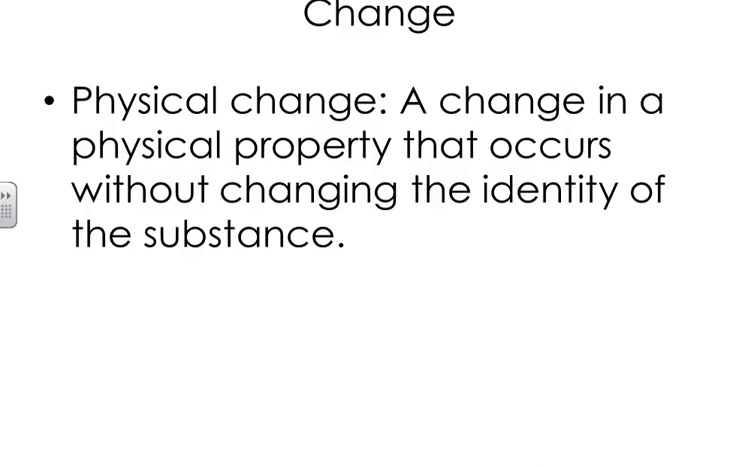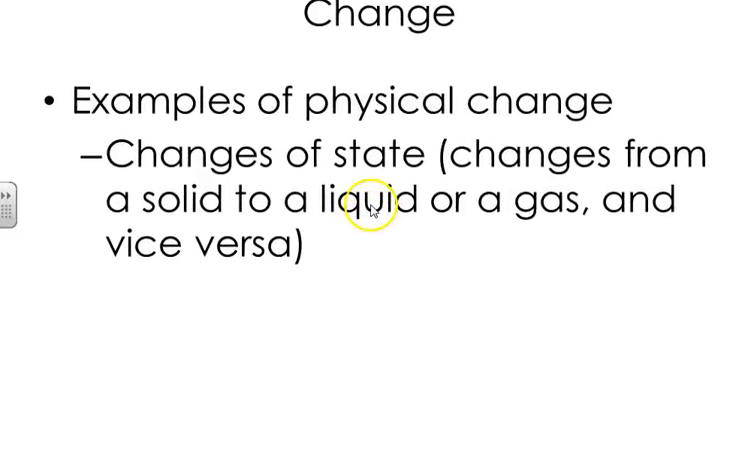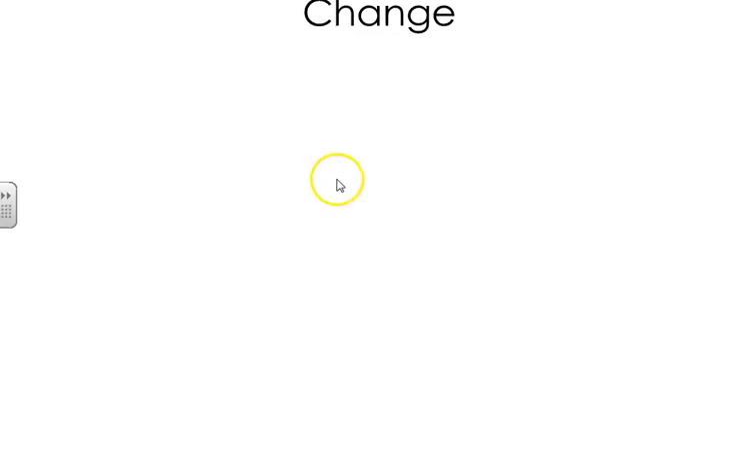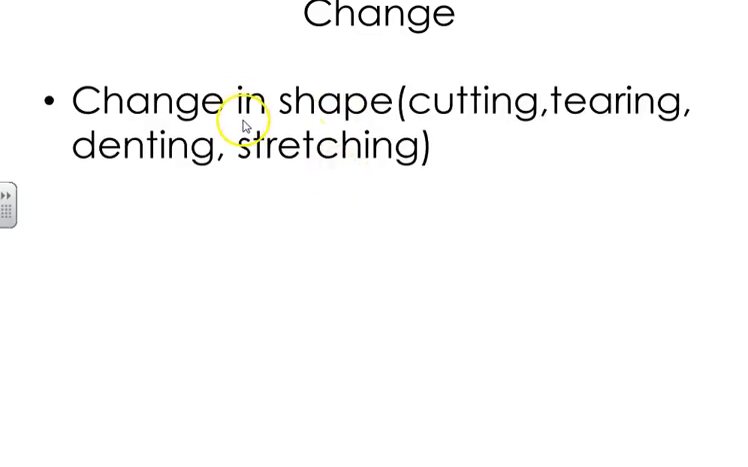Physical changes are changes in physical properties that occur without changing the identity of the substance. The substance remains the same. Examples include changes of state, such as melting, freezing, boiling, any kind of change of state. You can also have changes in shape. That would include cutting, tearing, denting, stretching something. If you change its shape, you haven't changed what the material is.